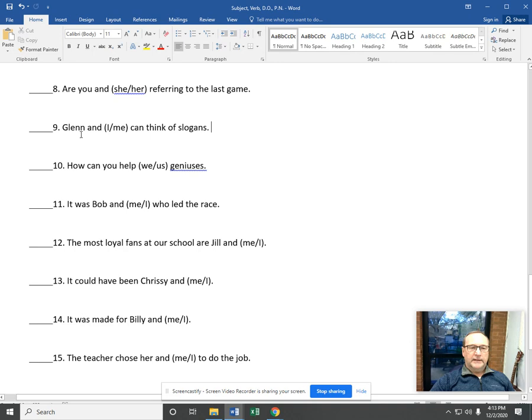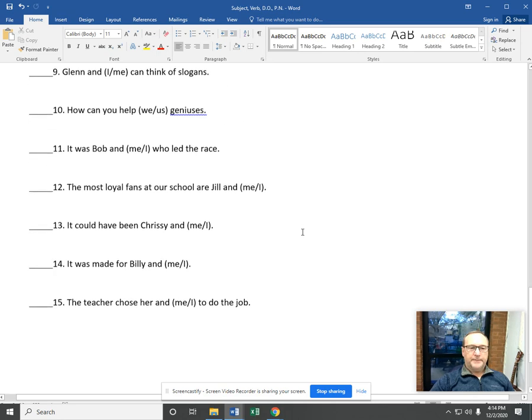Number 9, Glenn and, would it be Glenn and I or Glenn and me? Well, let's get rid of Glenn, and we have our answer. I can think of slogans. You would not say me can think of slogans, but you could certainly hear somebody saying Glenn and me can think of slogans. But if you take Glenn out of the equation, you have your answer.